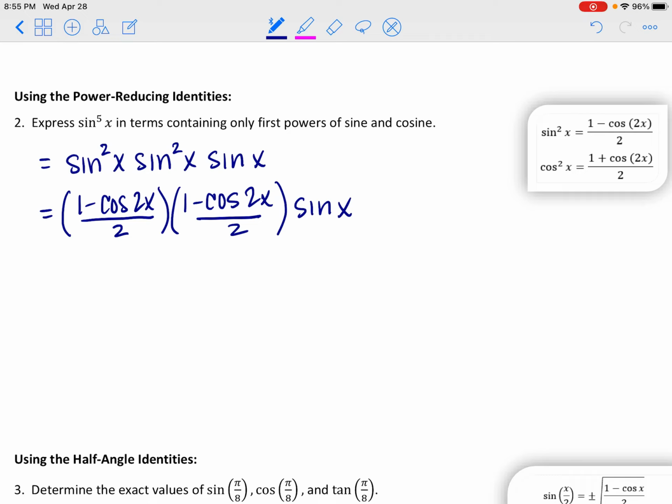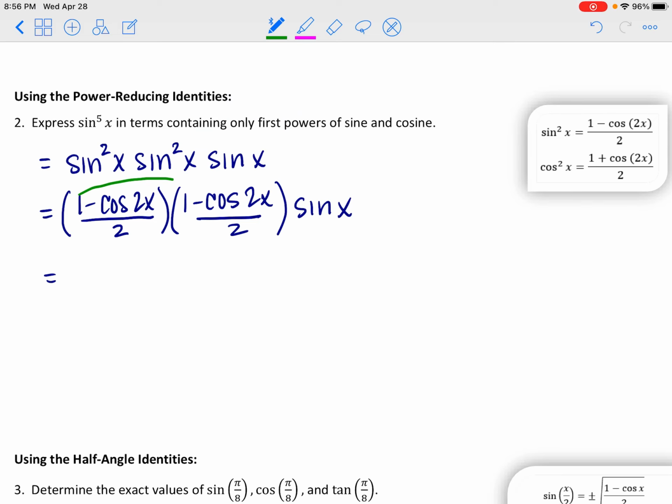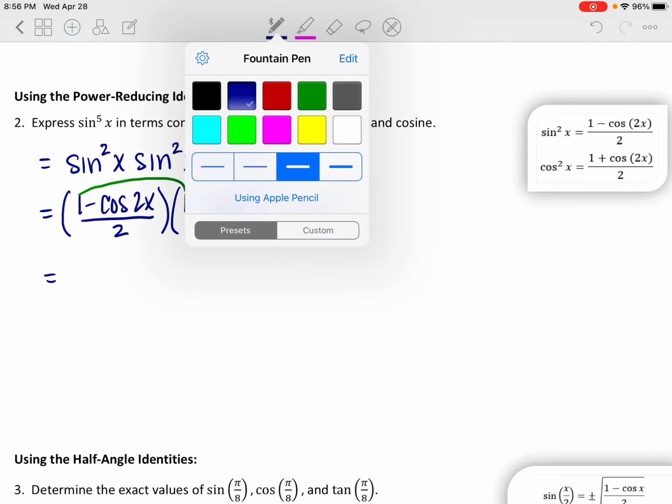Now right now, because this is still one giant product, it's still one giant term. If we were to multiply it out, we still have a higher power of cosine here, which means we're not quite done. So we need to try to simplify. And the only thing I can think to do to simplify here would be to go ahead and multiply out these two binomials. So if I do that, the 1 times the 1 is going to give me 1.